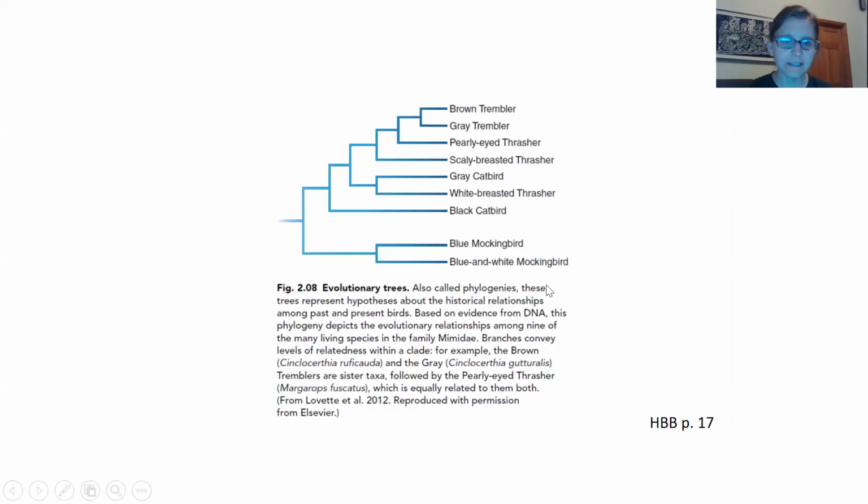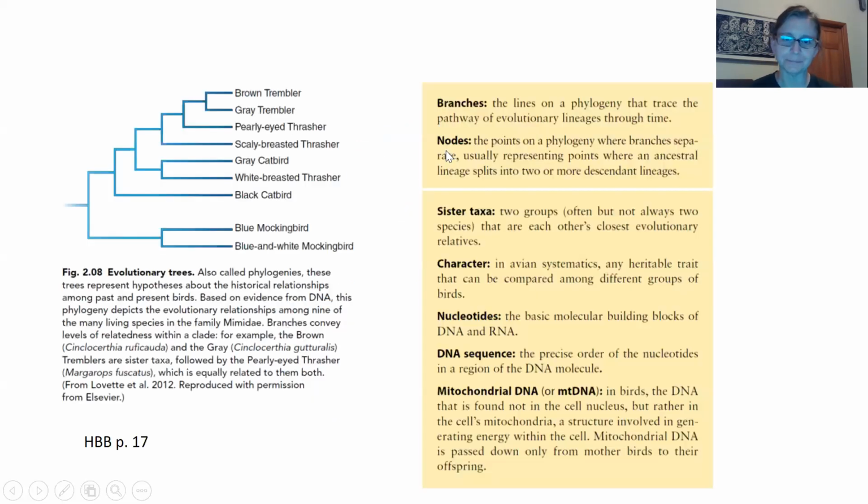And so here is an example of an evolutionary tree of birds in the family Mimidae. These are birds that do a lot of mimicking. This includes mockingbirds and catbirds and thrashers. And this is a phylogeny that's an estimate of their evolutionary relationship. On the tips of these branches are sister taxa. And then as you go further back on the branches, you'll see groupings of birds that are related to one another, but further back in time.